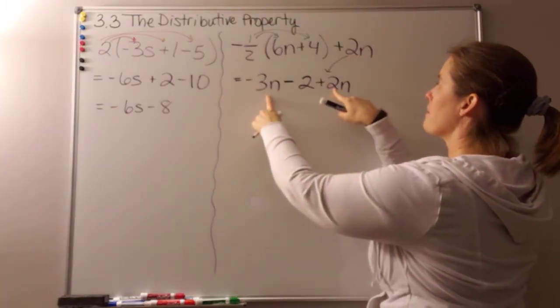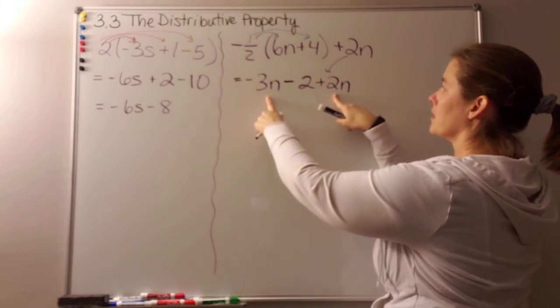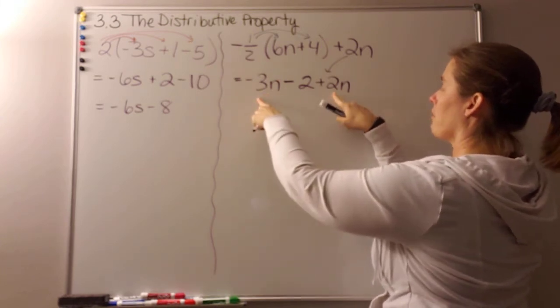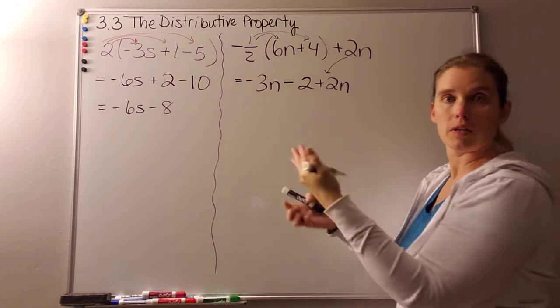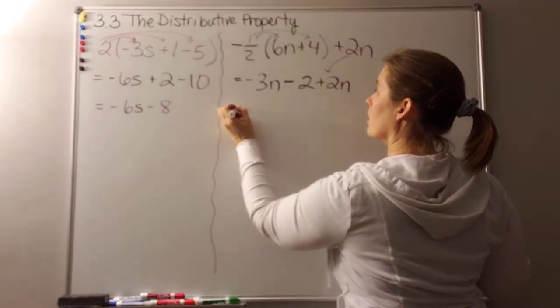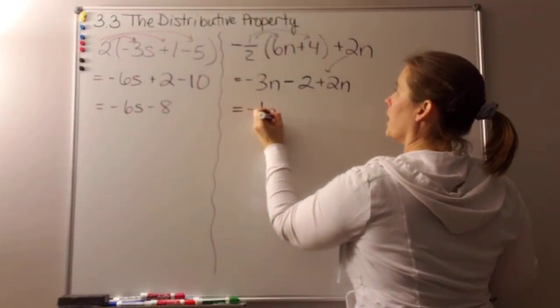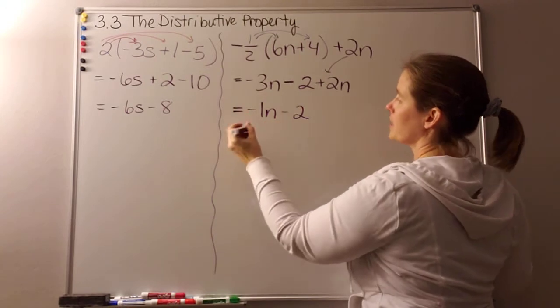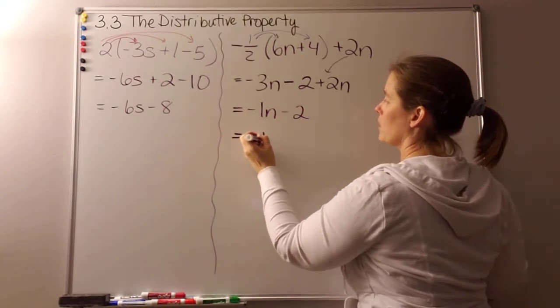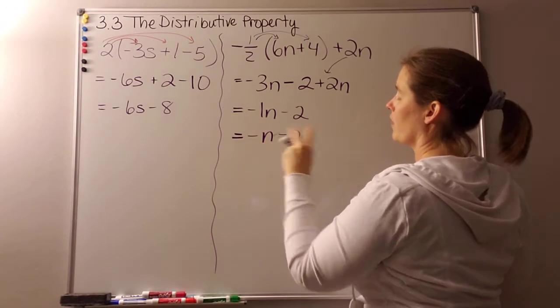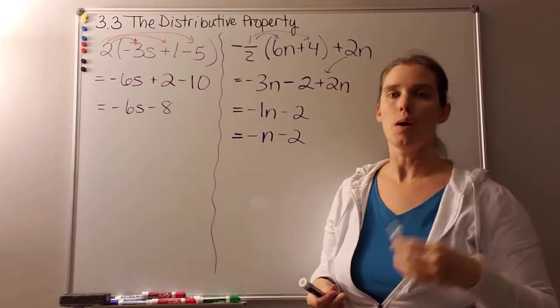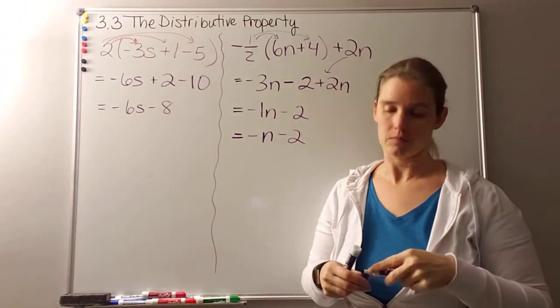Negative 3n plus 2n. Got a negative 3 here, positive 2 here. So we put that all together. That's negative 1n minus 2. Now remember I said the formal way of writing it, we don't write the 1. So the most official way to write it would be negative n minus 2.